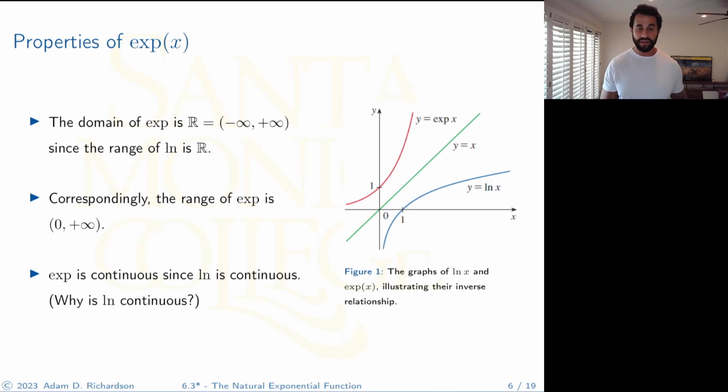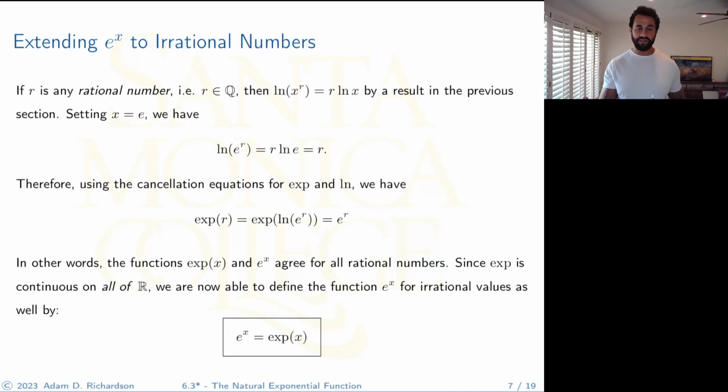Okay, now that we have this all set up, we can extend that function e to the x to irrational numbers. So if r is any rational number, just like a fraction, a ratio of two integers, then we can use the properties of logarithms from the previous section to get this result. So this is actually one of the laws of logarithms from the last section. So ln of x to the r is equal to r times ln of x for any positive x, right?